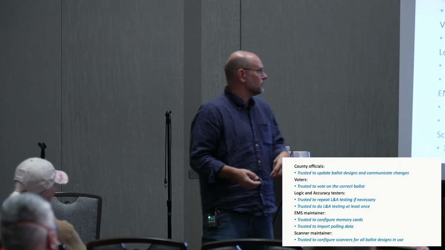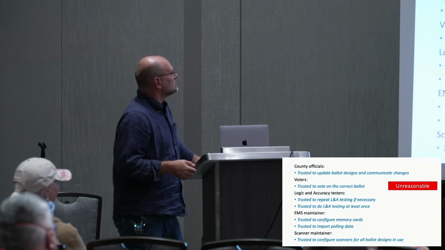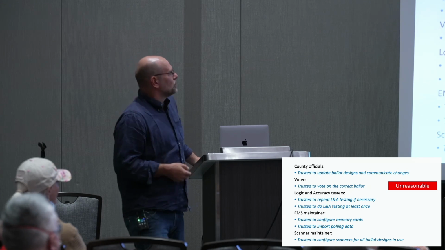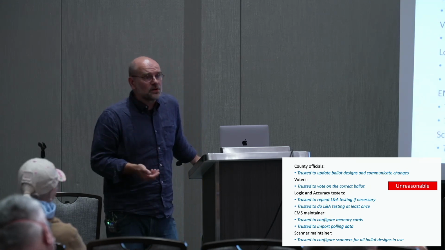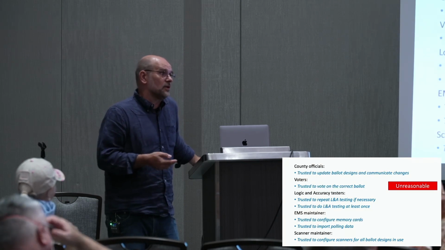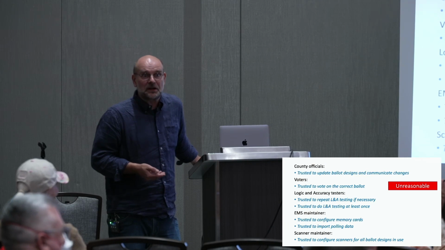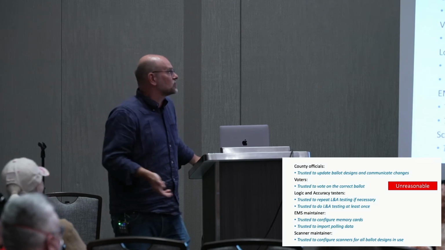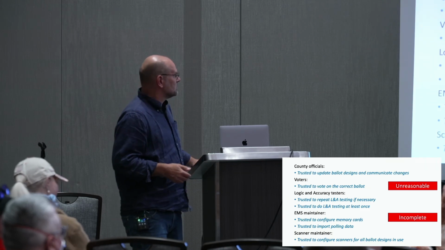It might be impossible. So when you come up with these assumptions, you can actually see that trusting voters to vote on a correct ballot is probably unreasonable, okay, because the voters are not all clever. They don't necessarily use the latest one. Maybe they threw the last one out, they couldn't find it anymore, they didn't remember that they actually got two of those.